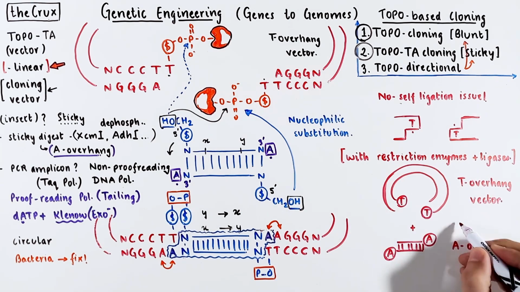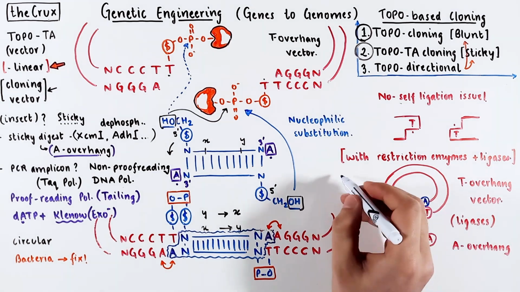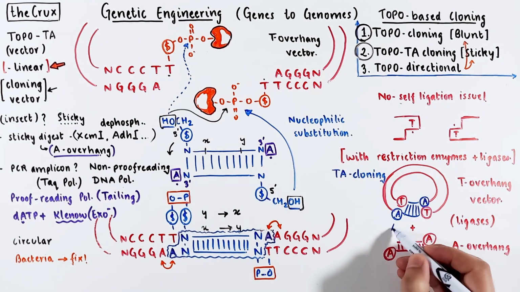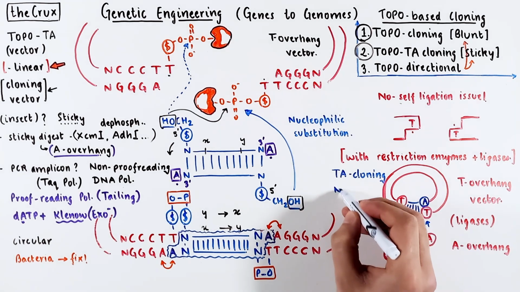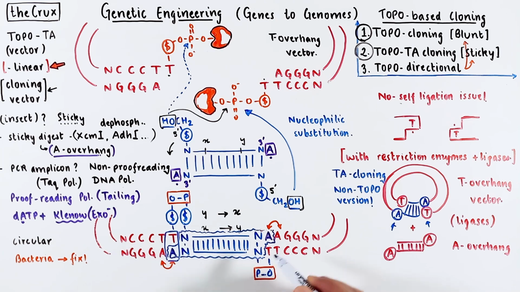The T and A will base pair, and ligases can be used to ligate the insert and the vector. This is called TA cloning because of the pairing between T and A bases. This is a non-TOPO version of TA cloning. Hopefully you see why this is called TA cloning.